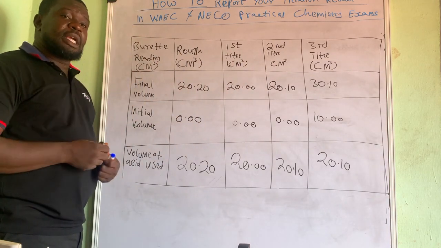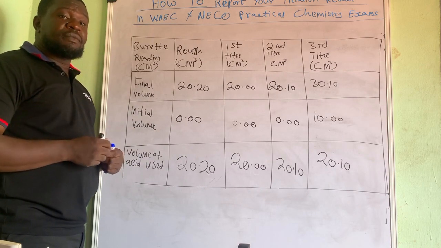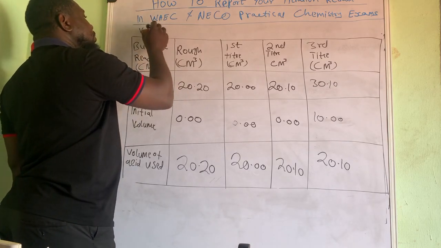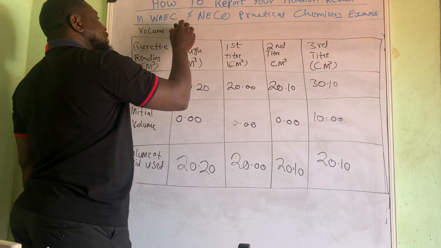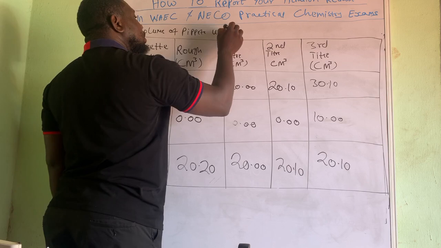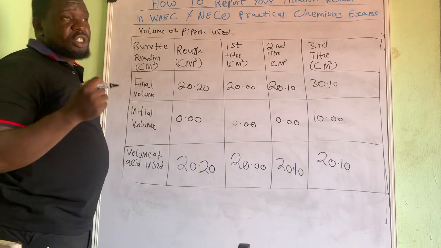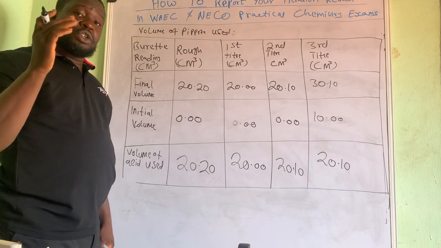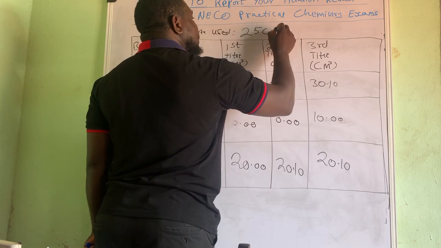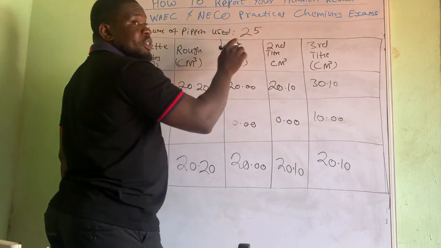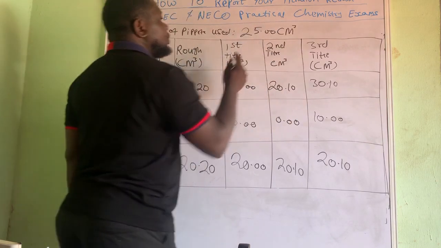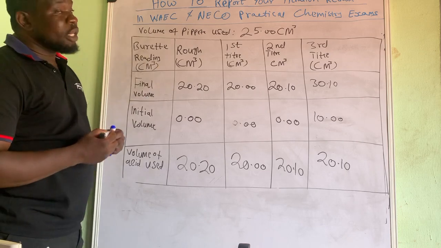Then one thing you must not forget is writing the volume of the pipette you use. So you come at the top and write volume of pipette used. Usually it is either 20 centimeter cube or 25 centimeter cube. So let's use 25 centimeter cube. But you don't just write 25 centimeter; rather, you write 25.00 centimeter cube. This way it will be very clear.